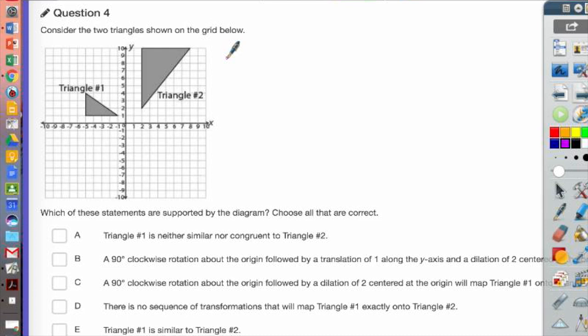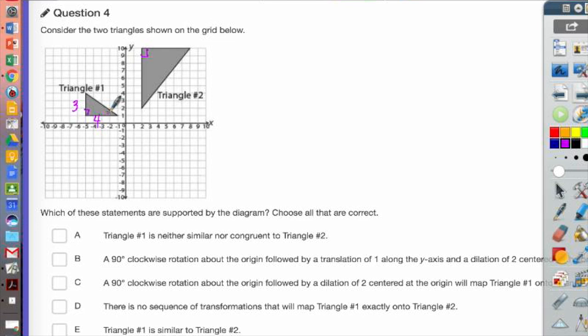Consider the two triangles shown on the grid below. We have a triangle 1 and triangle 2. We're going to slightly change our approach to this one. We know that these are actually right triangles, right? We could look at the coordinates, which would be very helpful, but let's look at the length here. This triangle goes from 1 to 4. Well, that's 3 units. And from negative 1 to 5 is 4 units.